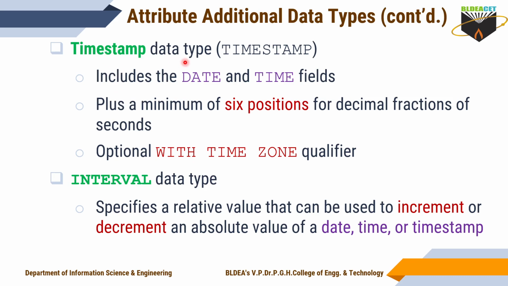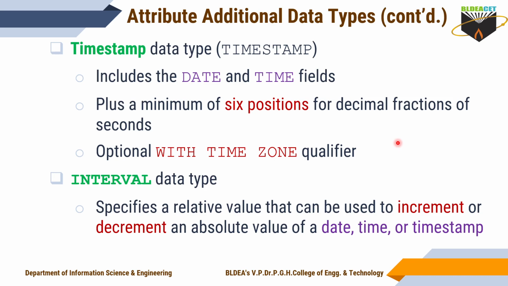So for a combination of date and time, you can take the data type as timestamp. Next is one more data type, the interval data type. This interval data type is used to increment or decrement an absolute value of a date, time, or timestamp. If you have such data types and want to increment or decrement those absolute values, you can go for this interval data type. So these are some of the data types of attributes in SQL.